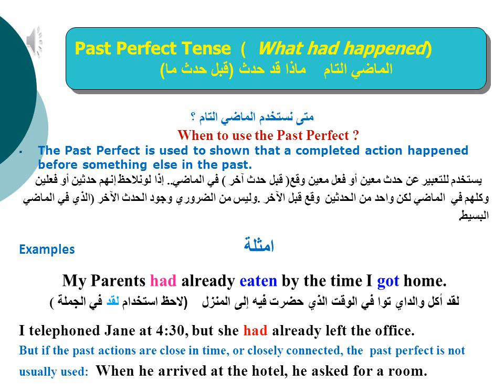But if the past actions are close in time or closely connected, the past perfect is not usually used. For example, when he arrived at the hotel, he asked for a room. It means the moment he arrived at the hotel, he asked for the room. There wasn't a big gap of time between the two actions.